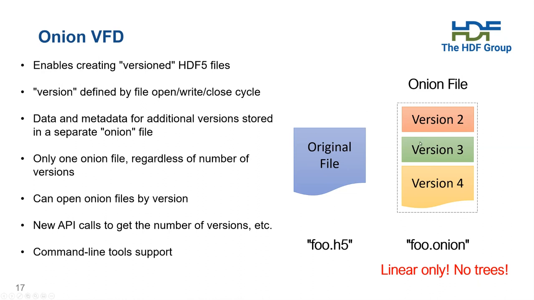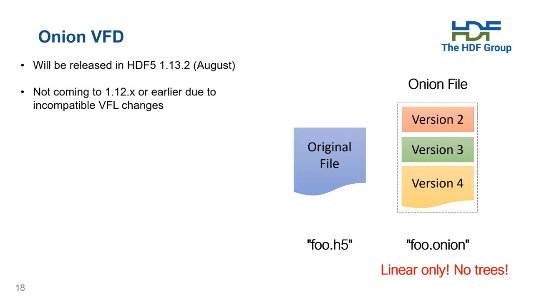And there are new API calls to pick which version to open when you set this up. So you could say open version 3, and then you'll just open this up. The way that this is handled inside is that inside this Onion file, we keep track of which pages of metadata belong to which versions. And then there's a bunch of indexes that are set up inside the virtual file driver that map a request to the right page and then return that to the library. And we have command line tool support, so you can do h5dump and pick different versions of it. This will be released in HDF5 1.13.2, and it's not coming to 1.12 or earlier because of incompatible VFL changes.